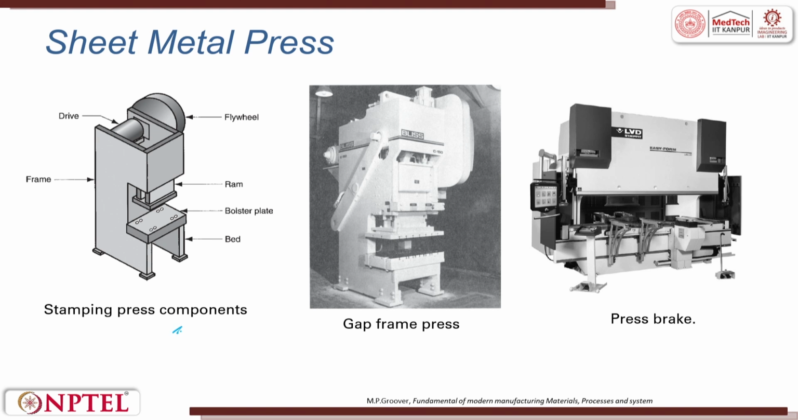These are the different types of stamping press machine components. There is a flywheel which stores the energy, and then there is an impact load which comes. This is a gap frame press. This is a press brake which is hydraulic operated.